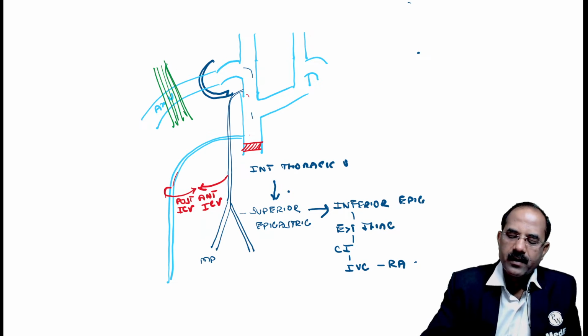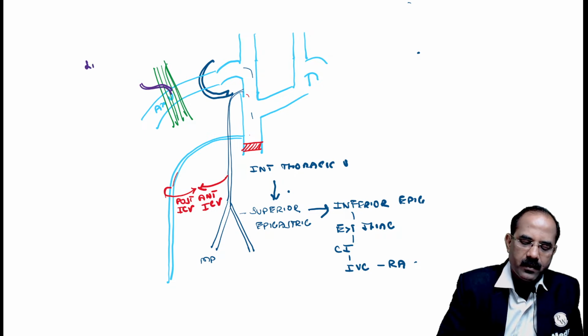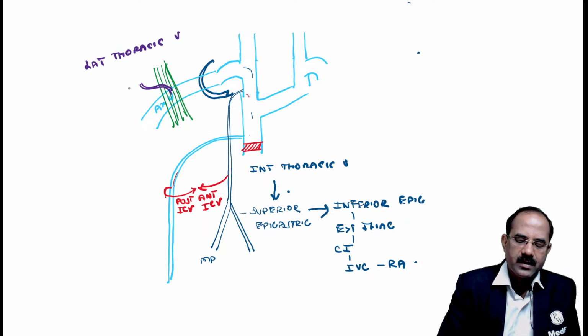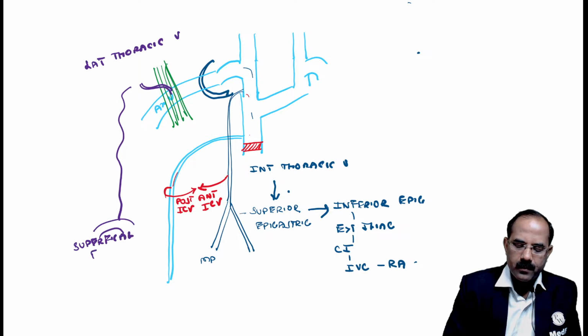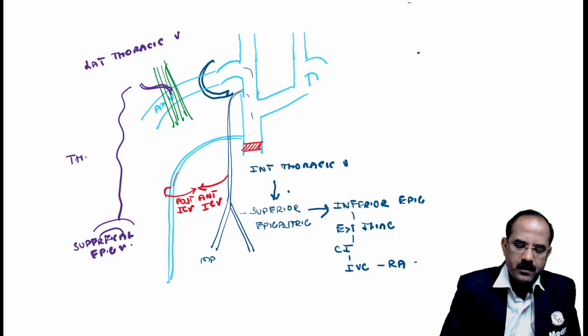What is this vein which opens into the second part of axillary vein? That's the lateral thoracic vein. And this lateral thoracic vein is directly communicating with a vein of lower limb. What is this vein known as? The superficial epigastric vein. I'll write this for you. And what is this vein known as? This is the thoracoepigastric vein.